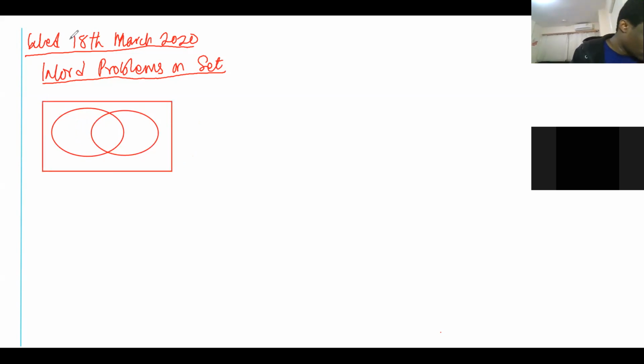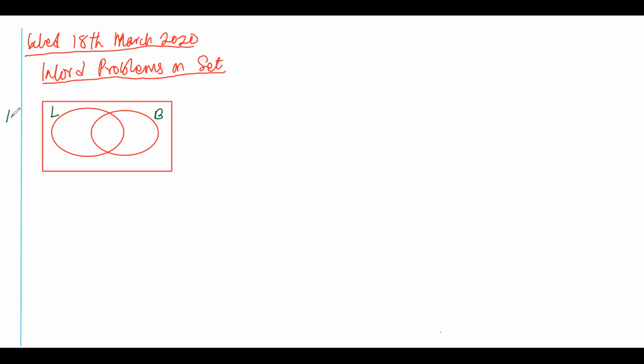So the long hair could be set L. The brown hair could be set B. So which region do we complete first? The intersection part. Thank you, the intersection part. So the intersection would be 2.